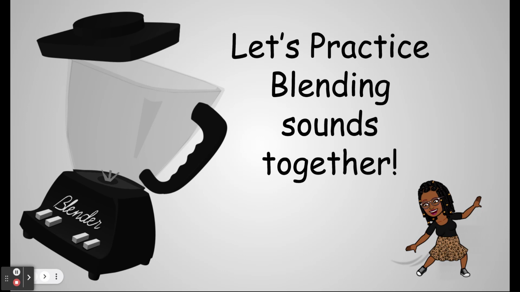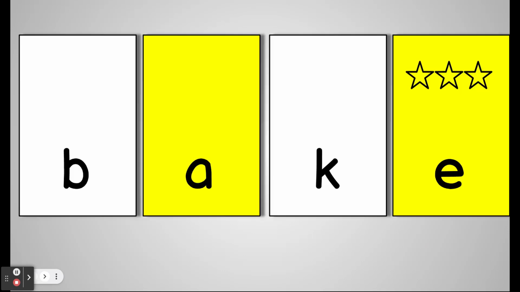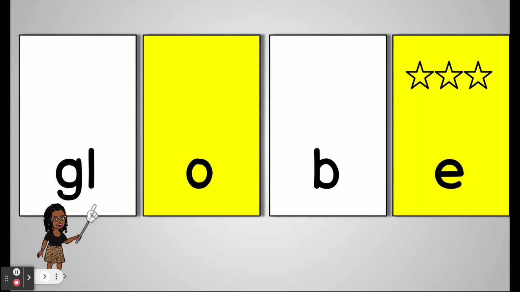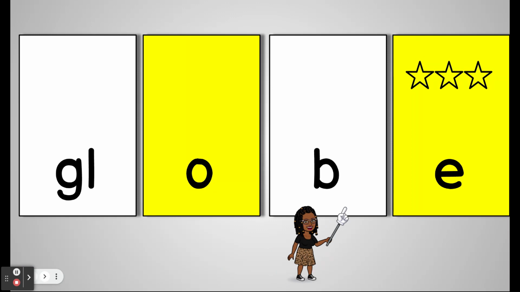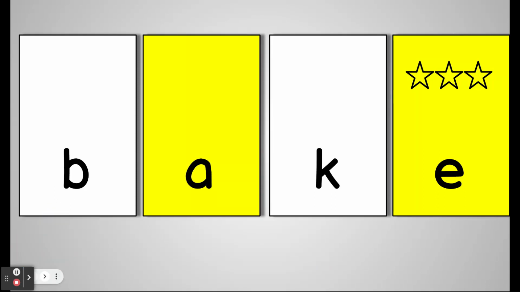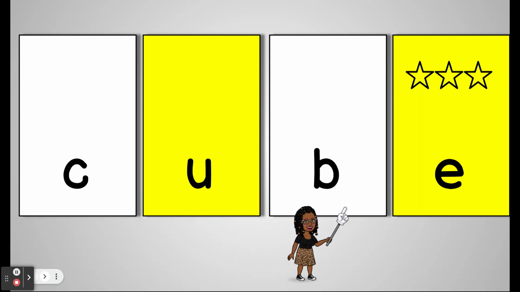All right, my friends, let's practice blending sounds together. Remember to follow my Bitmoji across the screen. B. A. K. Bake. G. L. O. B. Globe. Remember that E gives the O the power to say its name. B. A. K. Bake. K. U. B. Cube.